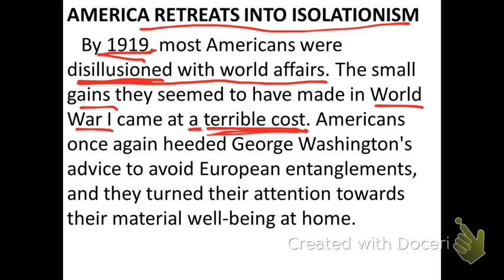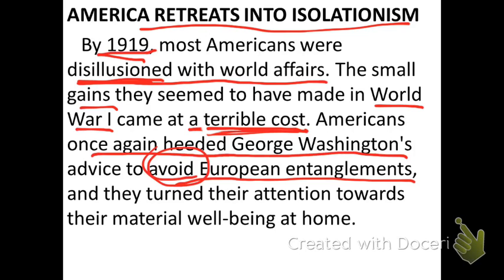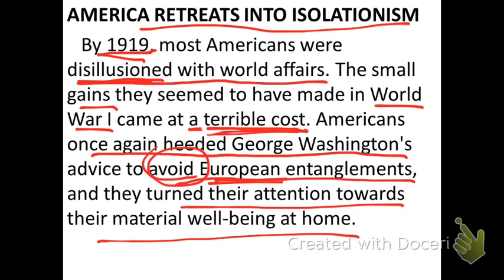So once again, what do? We go back to George Washington and his advice. We heed Washington's advice to avoid European entanglements. And so what do? We are going to avoid whatever Europe's up to, and we are going to turn our attention towards the material well-being here at home. So we here in the United States return to isolationism.